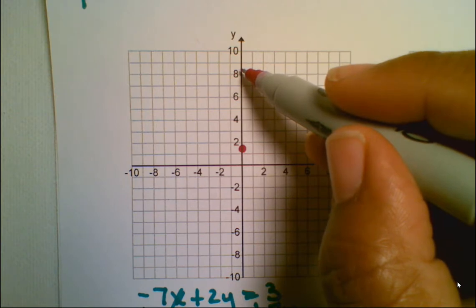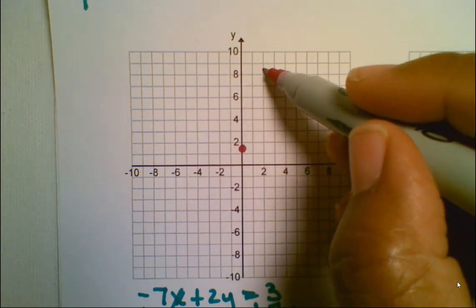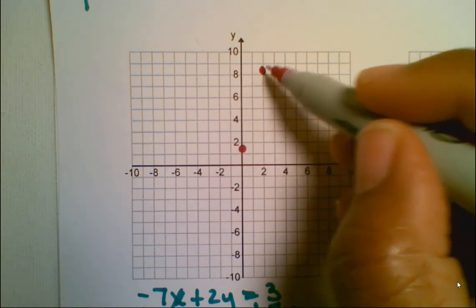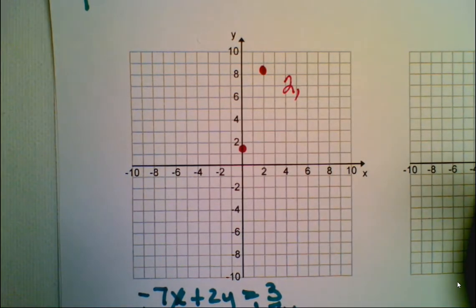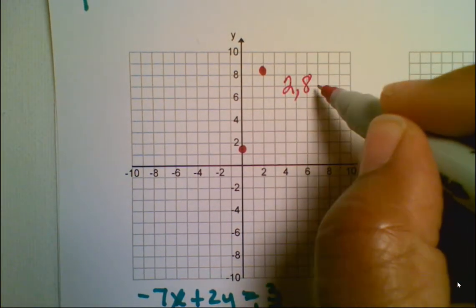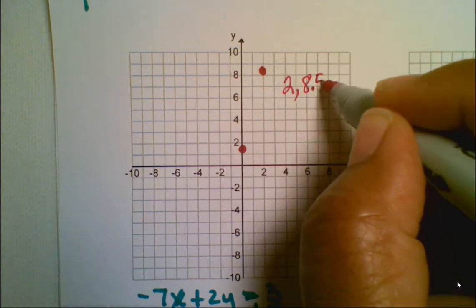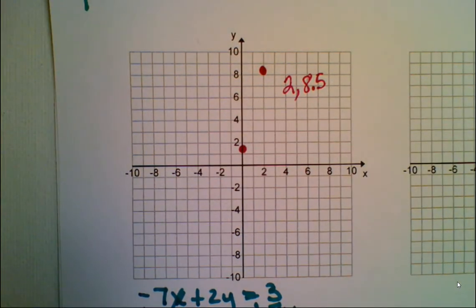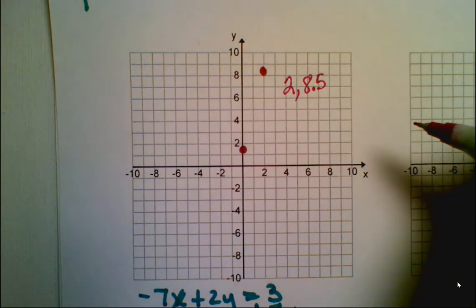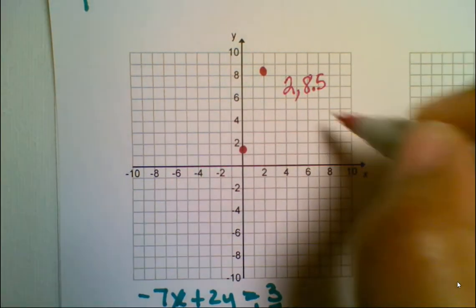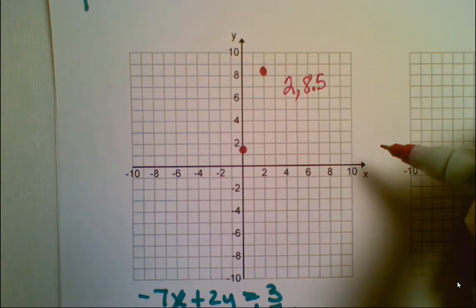And then from there, we're going to run 2 units to the right. 1, 2. Here's our second point. Our second point is at 2, 8.5. Or we can say 9 over 2. We can convert that.